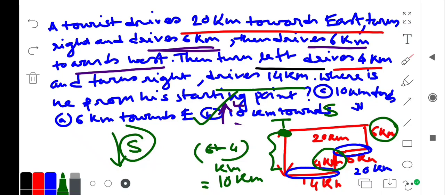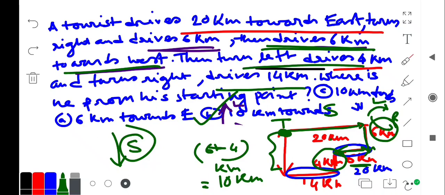Okay, so first tourist drive 20 kilometer east. This is direction. Okay, turns right, in that side left, in that side right. So turns right and 6 kilometer. Okay, then drive 6 kilometer towards west. This direction 6 kilometer. Okay, then turn left, drives 4 kilometer left, because in that position in that side left, so that is 4 kilometer left. Okay, next turns right again, right means this direction, that is 14 kilometer.